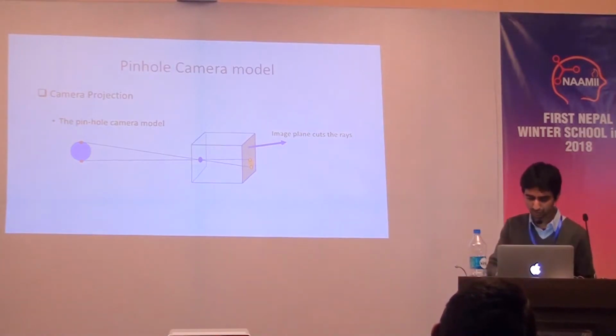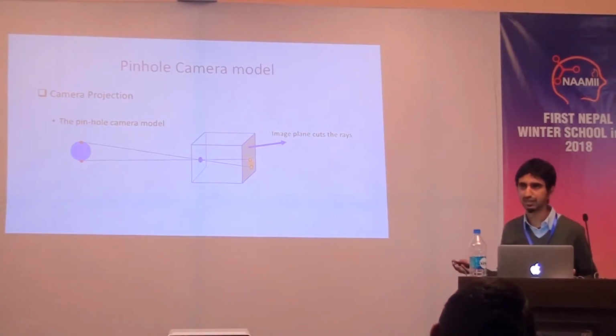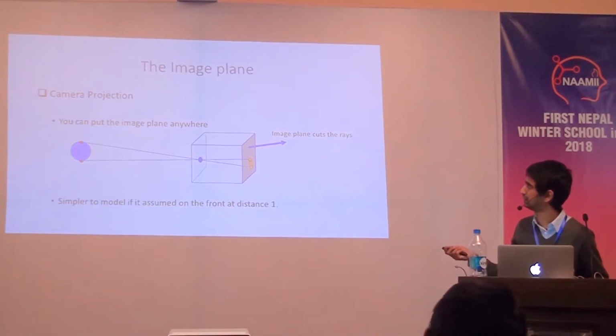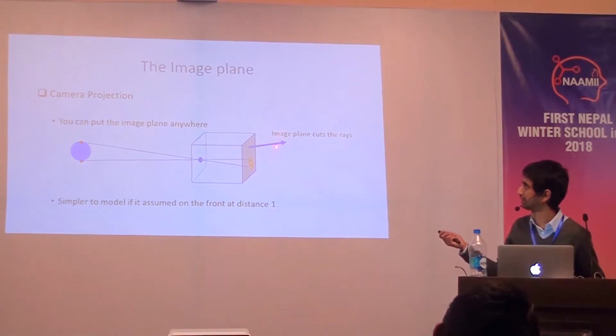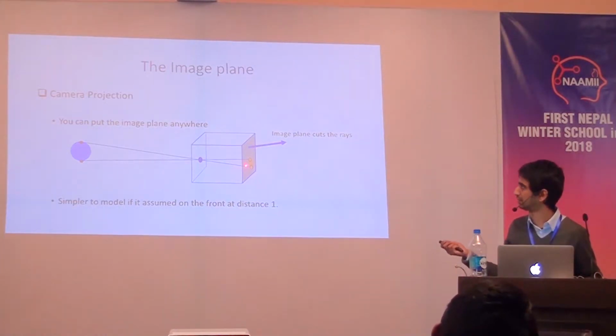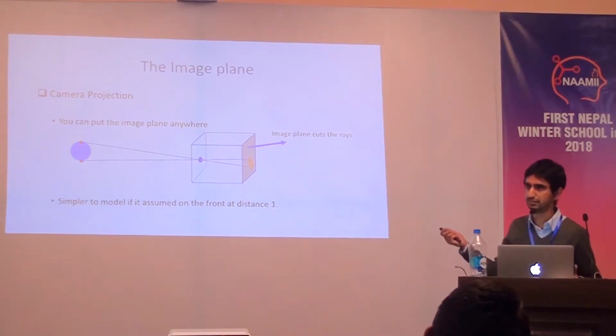So this is the model we use for all cameras, even now, by adjusting some parameters. We will see that later, how. The advantage is that you can cut the plane at any location. You can cut it here, you can cut it here, right? To make the model simpler, we always cut the plane at distance 1 from this pinhole. So this is the focal length of the camera, and this is always fixed as 1.